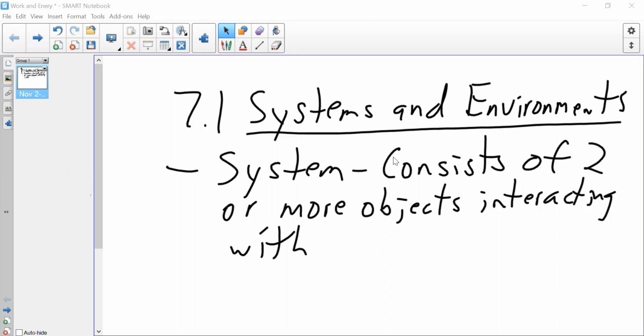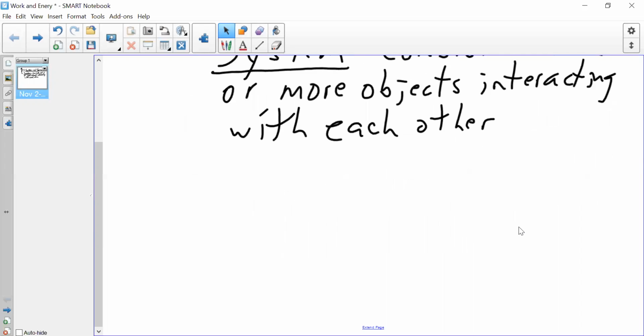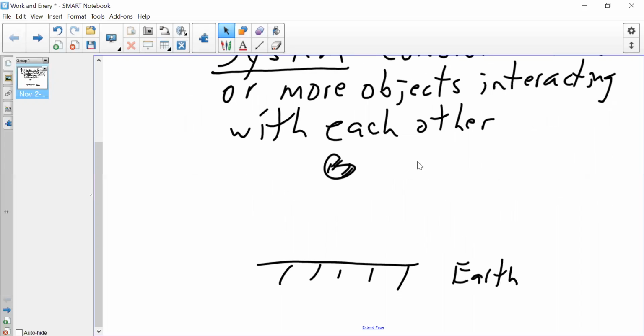So let's get the basic definitions down first. So a system consists of two or more objects interacting with each other. Keeping things simple, let's say that I have the ground here, and then I have a ball in space just hanging up there. Okay, well, this is a system between, so here's our Earth, and here's the ball. And so this system will be called the ball Earth system.